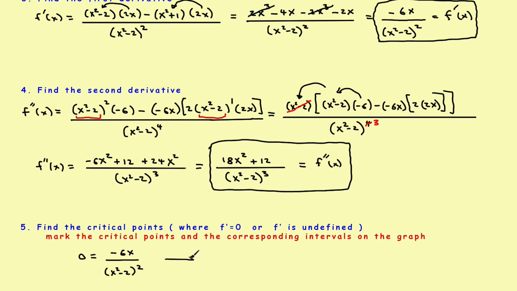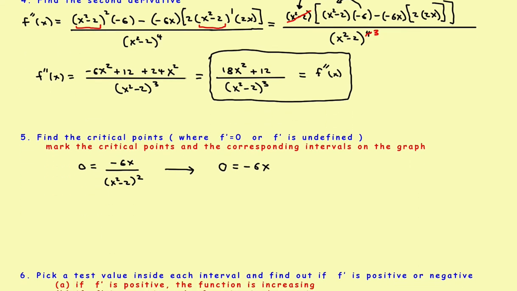Now you're back to this thing again where if you've got a fraction equal to 0, the only way the fraction can be equal to 0 is if the numerator is equal to 0. So you can forget about the denominator and just set the numerator equal to 0. That's going to give you minus 6x. So solve that for x, and if you divide both sides by x, you would get that x would have to be equal to 0. So x equals 0, this is a critical point. And in this case, it's the only critical point that you get on this graph.